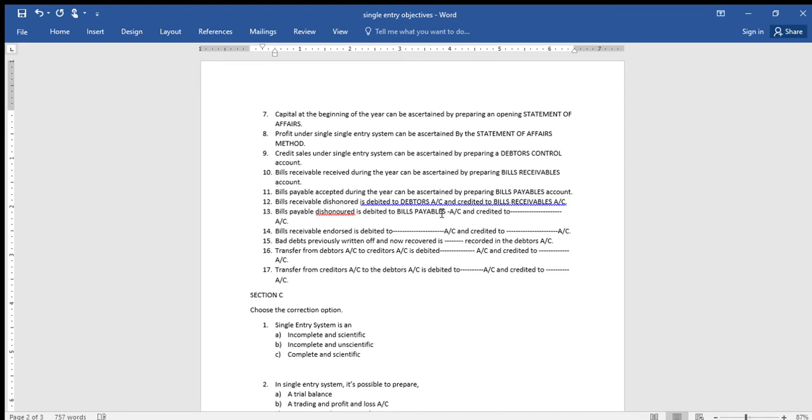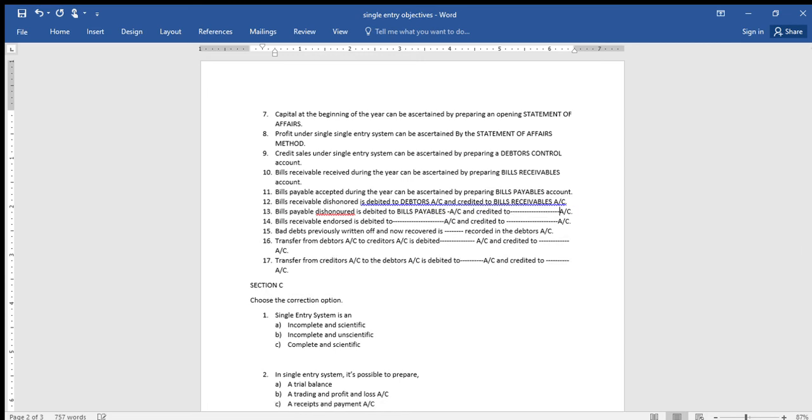The bills payables account is debited and credited to the creditors account. The creditors are increasing, creditors account.